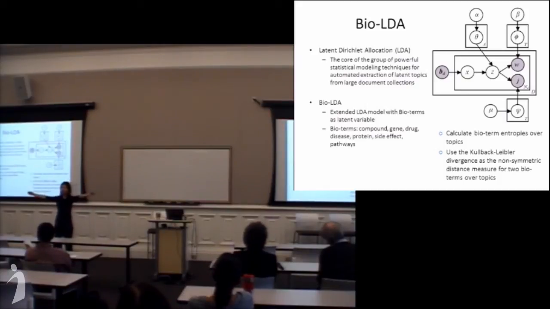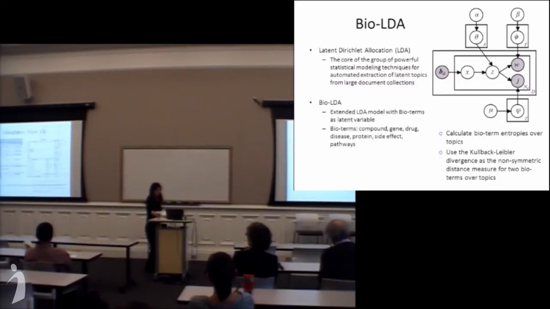Then we have a path, right? The path is just a sequence of different entities. Then we calculate the KL divergence of each pair, and then we normalize, and then we have a path weight. Then we rank the paths based on the path weight. I'll show you one example.